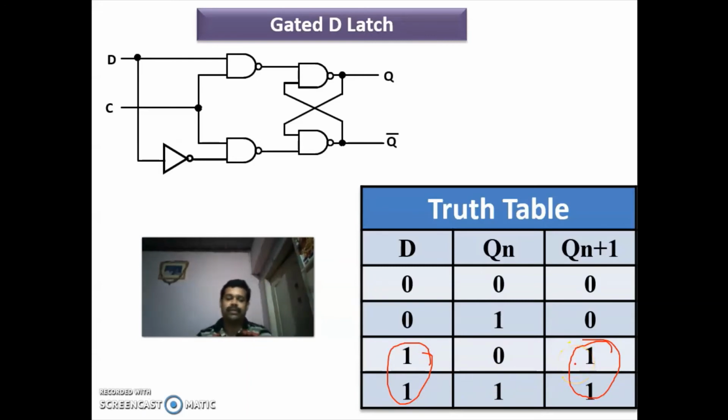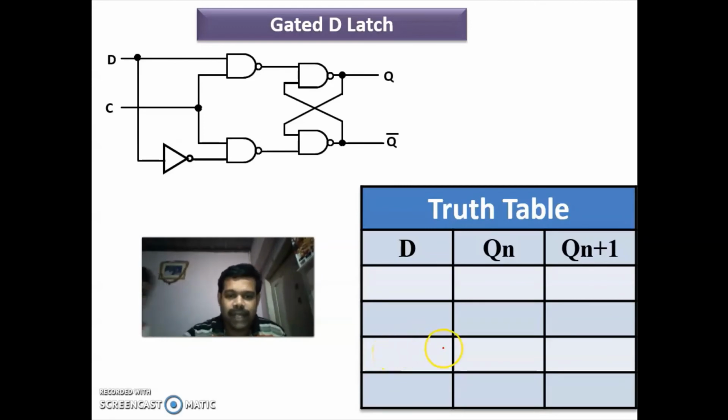So how to draw the truth table? You have only one input D, and one input can have two combinations. First 0, and the 0 can have the present state as 0 and present state as 1. Similarly, 1 can have a present state of 1 and present state of 0. So you have to copy this D input to the Q of n plus 1. I will tell how to write the truth table.